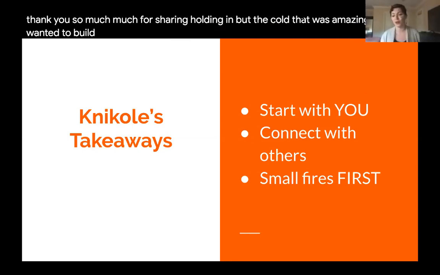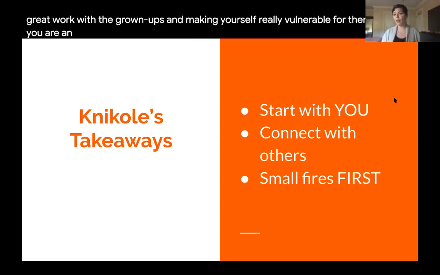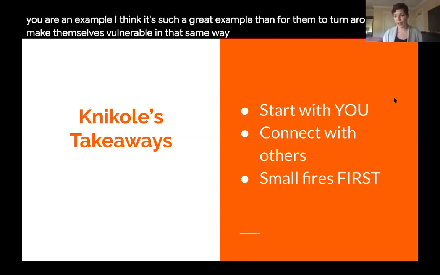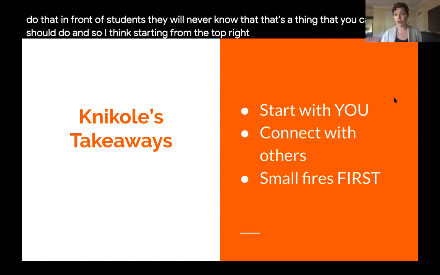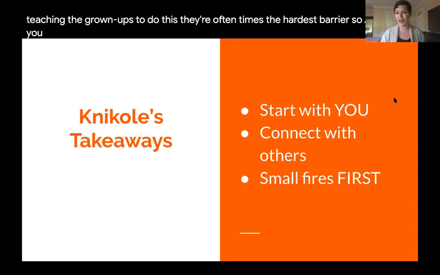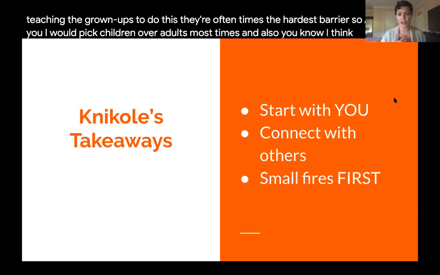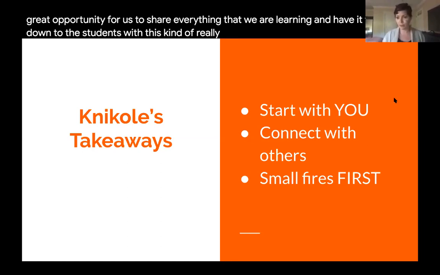And I just wanted to build on what you were saying, Vanessa, which is, as you all are doing this great work with the grownups and making yourself really vulnerable for them so that you are an example, it's such a great example for them to turn around and make themselves vulnerable in that same way in front of their students. And if we never do that in front of students, they will never know that that's a thing that you can and should do. And so starting from the top, right, Knikole, the way in which you're teaching the grown-ups to do this, they're oftentimes the hardest barrier. So amen to you. I would pick children over adults most times. And also, it's a great opportunity for us to share everything that we are learning and have it trickle down to the students with this kind of really explicit modeling I was talking about.